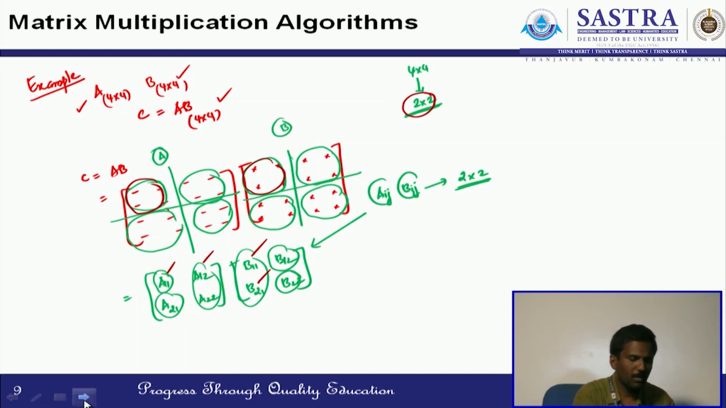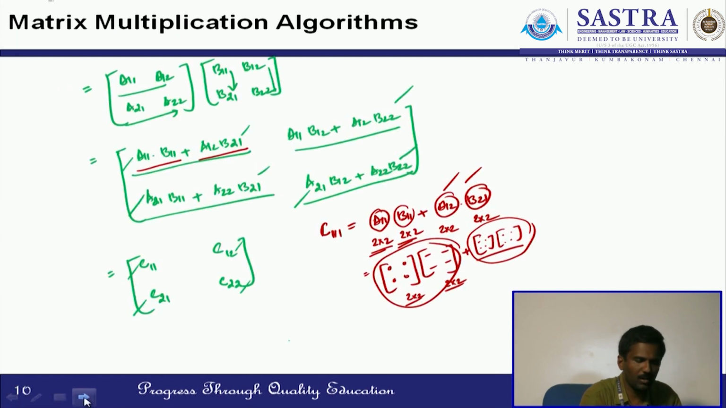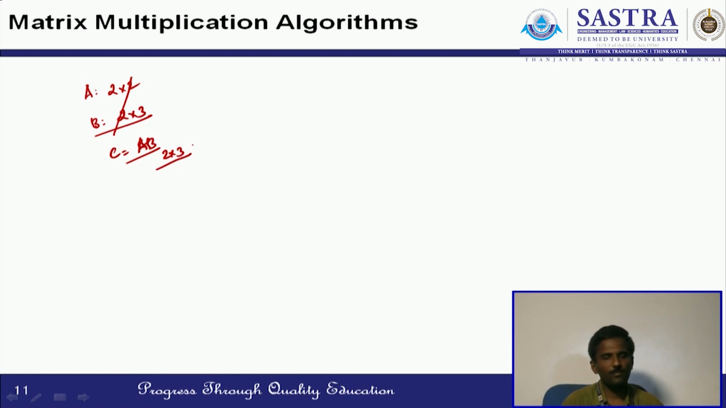In case the matrices A and B are not of order 2 power n into 2 power n, for example, matrix A is of order 2 by 2, matrix B is of order 2 by 3, then C is equal to A star B is possible. The resultant matrix takes an order 2 by 3, or 2 rows and 3 columns. In this case, how do we apply the divide and conquer logic?